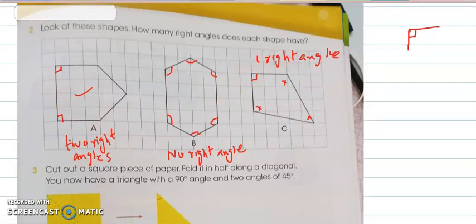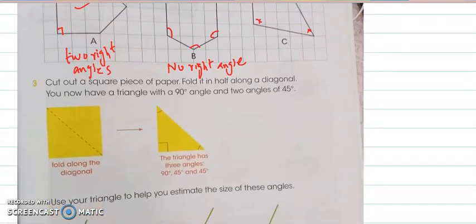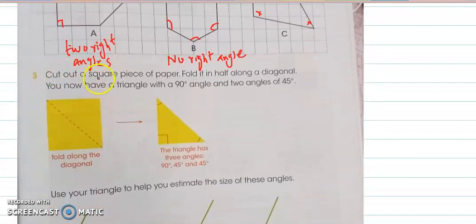Okay. Now let's move to the next question. You have to cut a square piece of paper. You can take a piece of paper and cut it in the square shape. And then you have to fold it along the diagonal. This line is called the diagonal line. You can fold it along this line or you can fold it along this line. It's up to you.